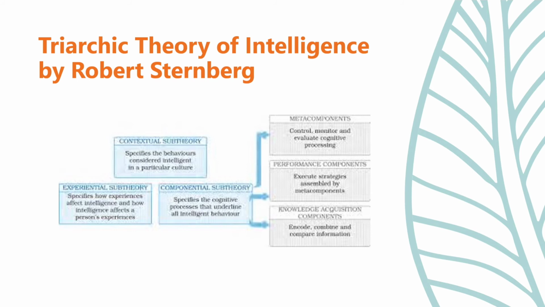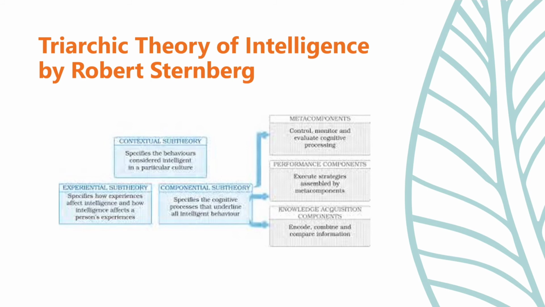Componential intelligence or analytical intelligence is the analysis of information to solve problems. Persons high on this ability think analytically and critically and succeed in school. Experiential intelligence or creative intelligence is involved in using past experiences creatively to solve novel or new problems. It reflects a person's creativity or high creative performance.